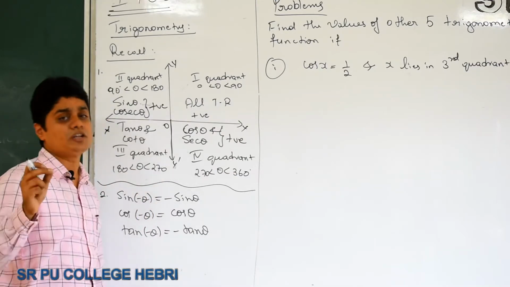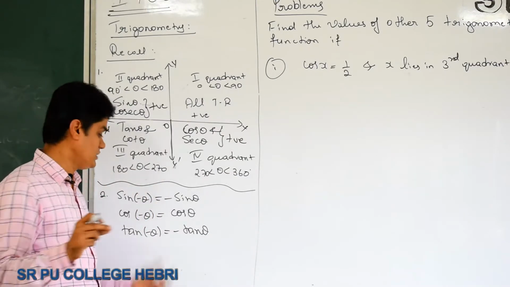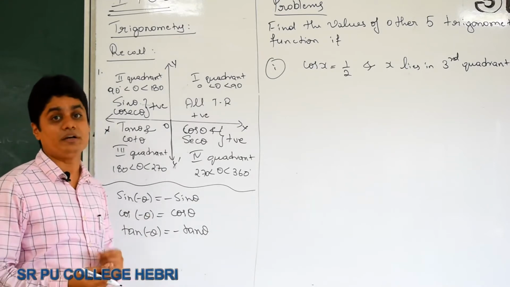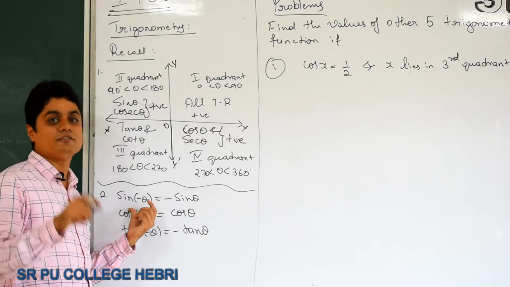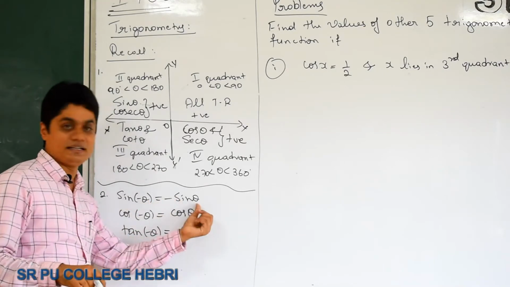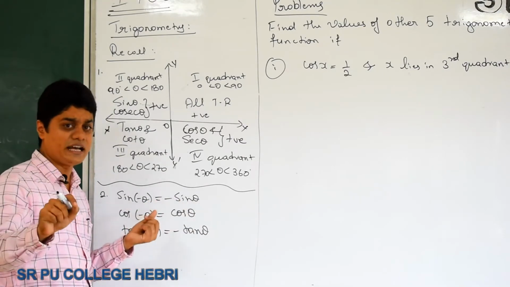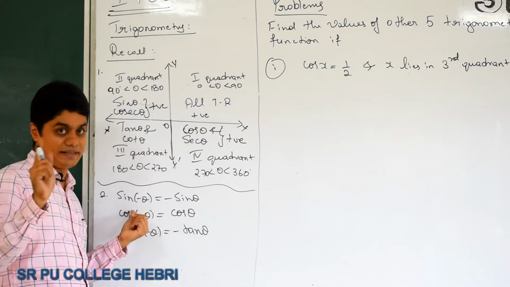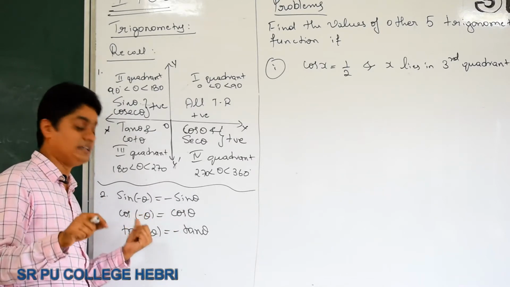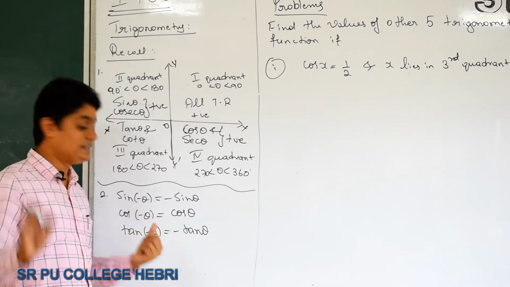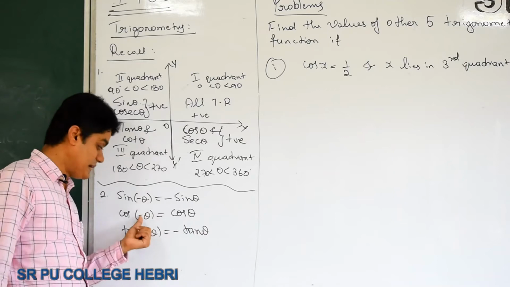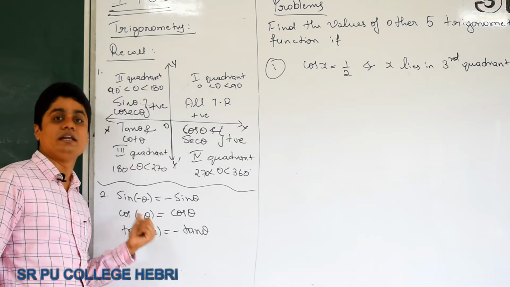One more important concept we learned in the last video is the trigonometric ratios of negative angles. The first one: sine of minus theta is minus sine theta. From sine, the minus sign will come out. Please remember that. But from cos of minus theta, the minus sign does not come out. From cos, it will not come out.